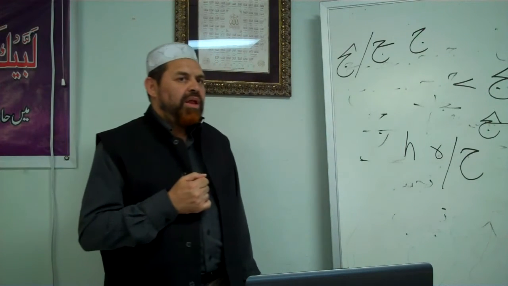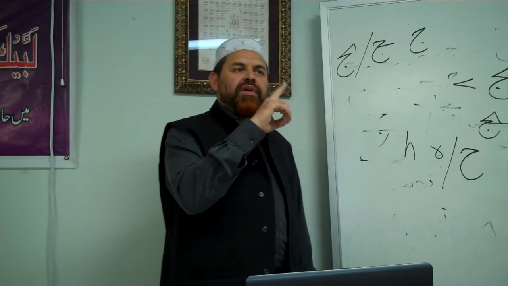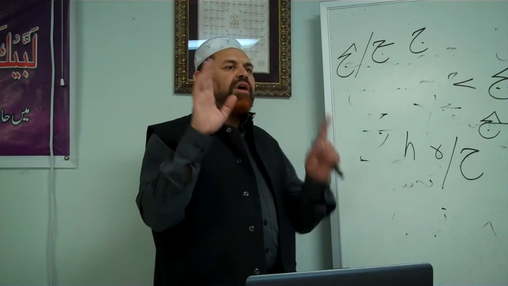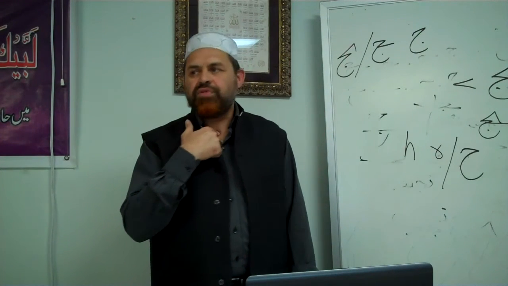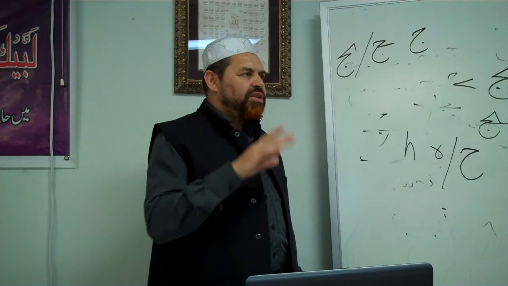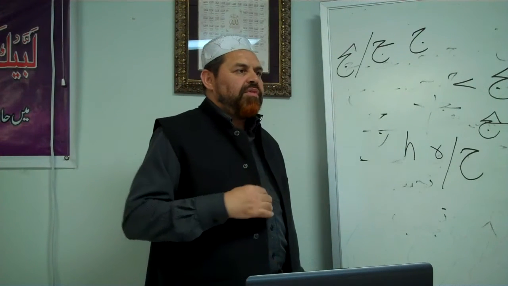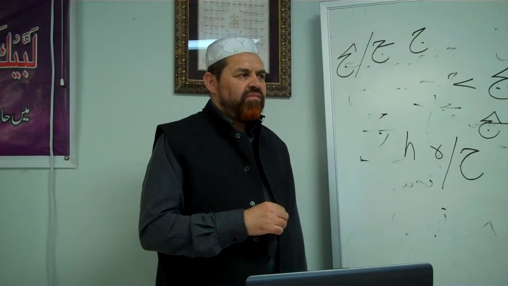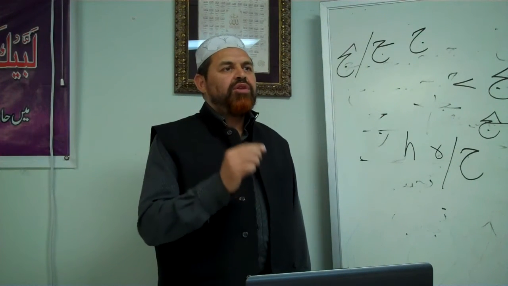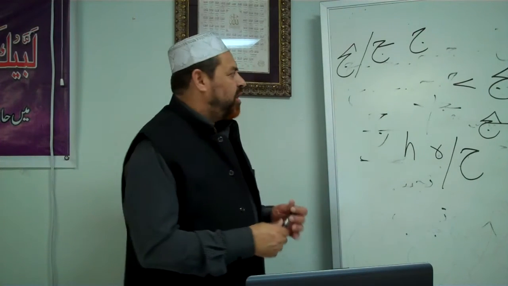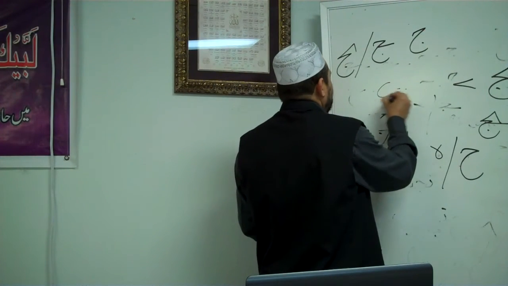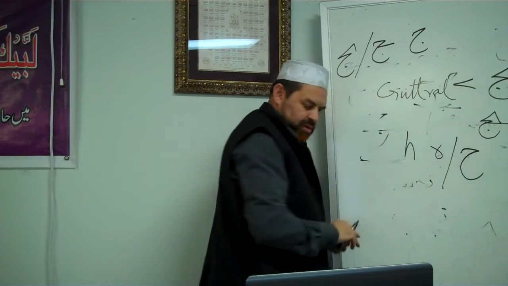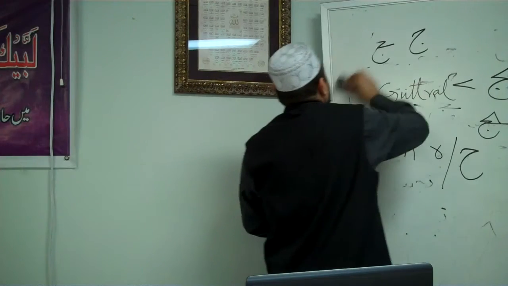Now go back to the number of Arabic alphabet letters, they are 28. Out of these 28, 6 of them are pronounced from our throat. So you can write it down: 6 letters are pronounced from our throat. They are known as guttural letters.